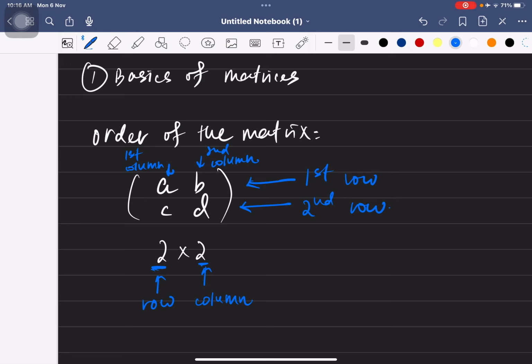Just like that. So for this case, the order of the matrix will be, there will be 2 rows and 2 columns. 2 rows, 2 columns, then we call it a 2 by 2 matrix. And you must remember the sequence is very important. The row has to be in front, column has to be at the back. Okay, so let's look at a few more examples.